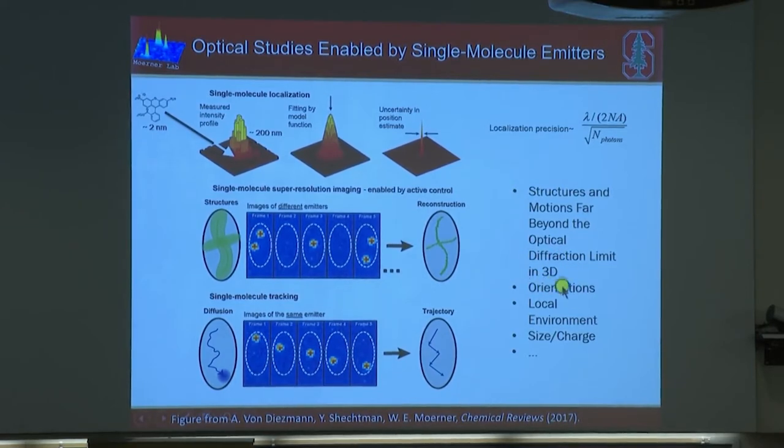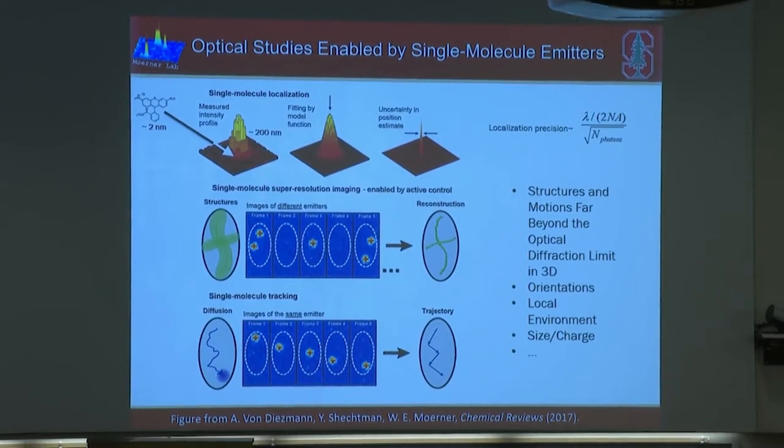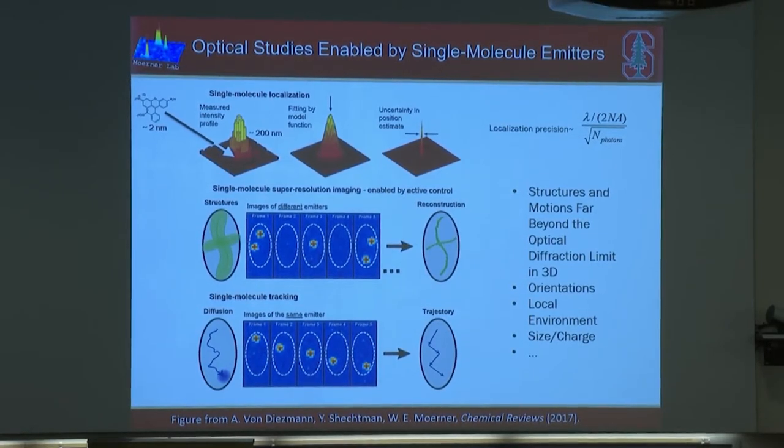In 3D, you can also measure orientations of molecules. That's another fascinating thing that basically comes from polarization measurements. So you can see the direction that the transition dipole in the molecule is oriented. You can look at properties of the local environment from the emission. Does it have a short lifetime, a long lifetime, things like that. And the size and charges of objects can even be sensed in single molecule measurements. So that's kind of the big overview.